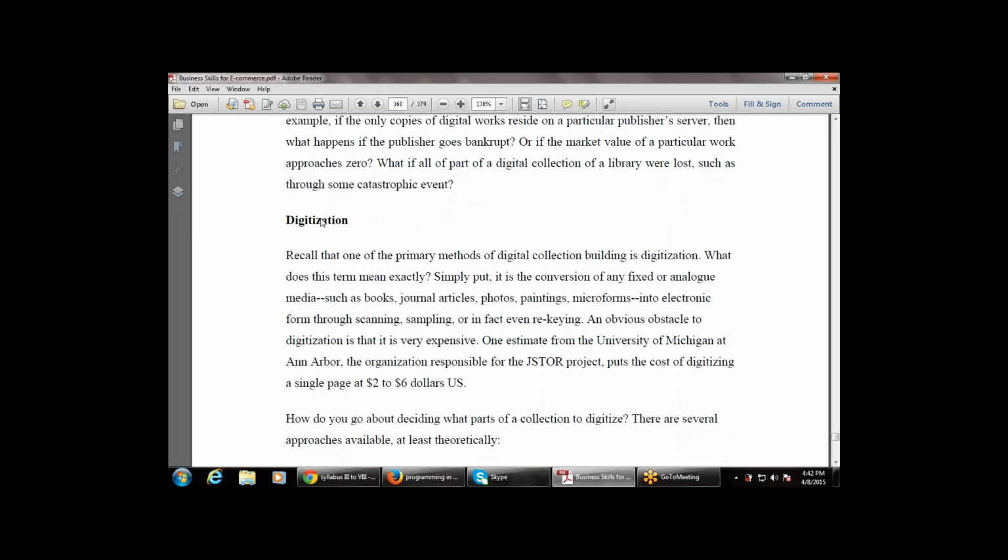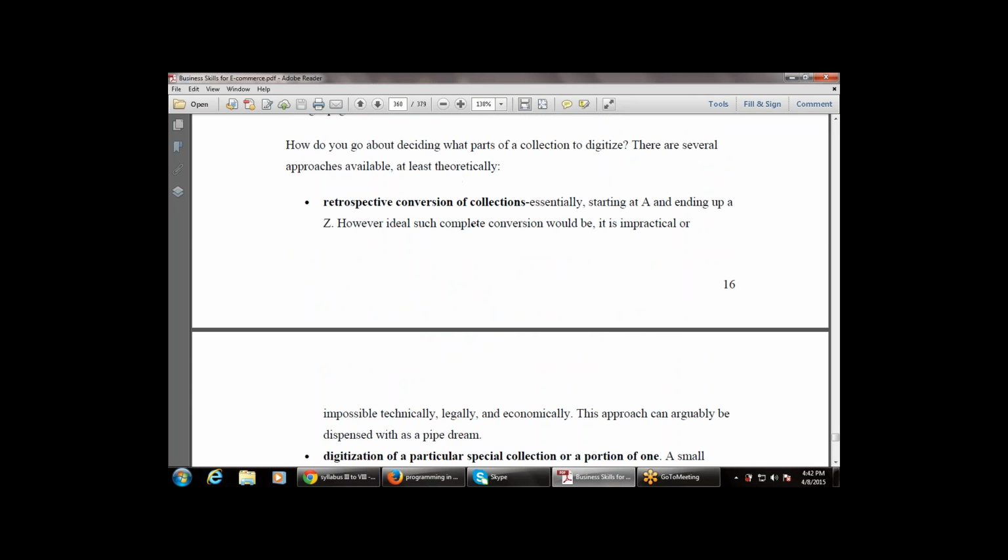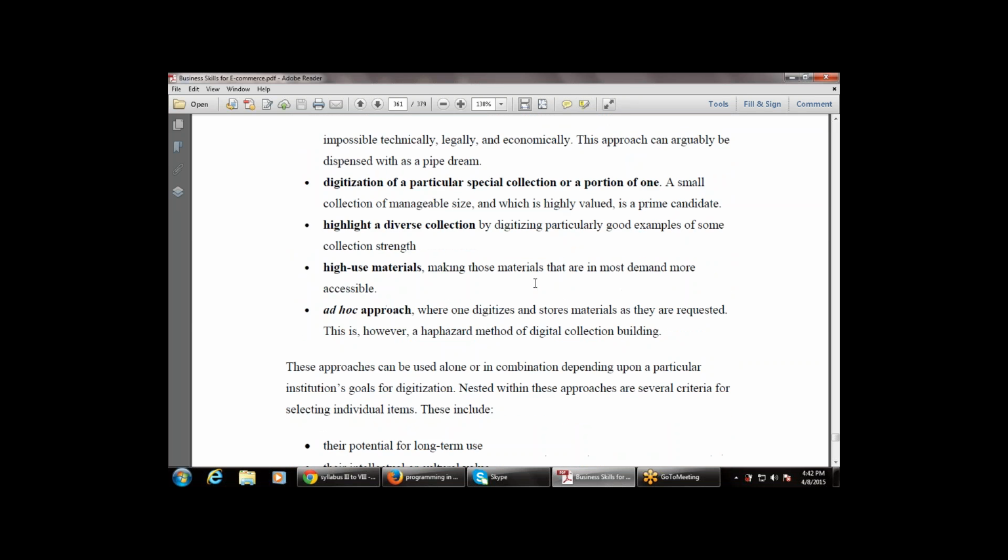Then we have studied about digitization. That is the primary goal of digital collection. How to build the digital data, or how to collect the digital data, is known as digitization.